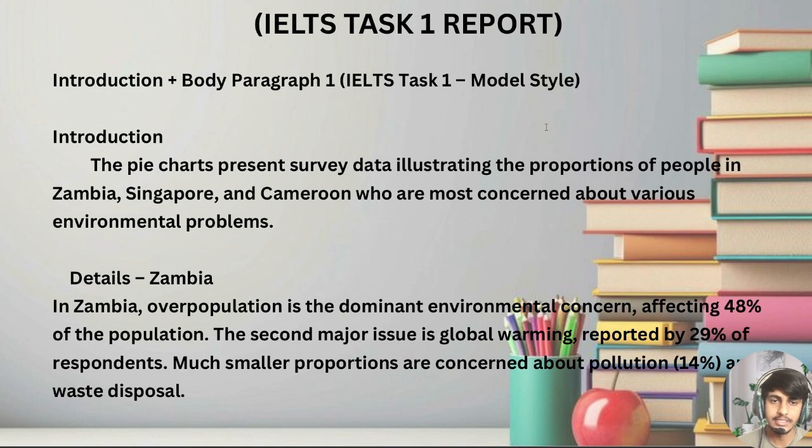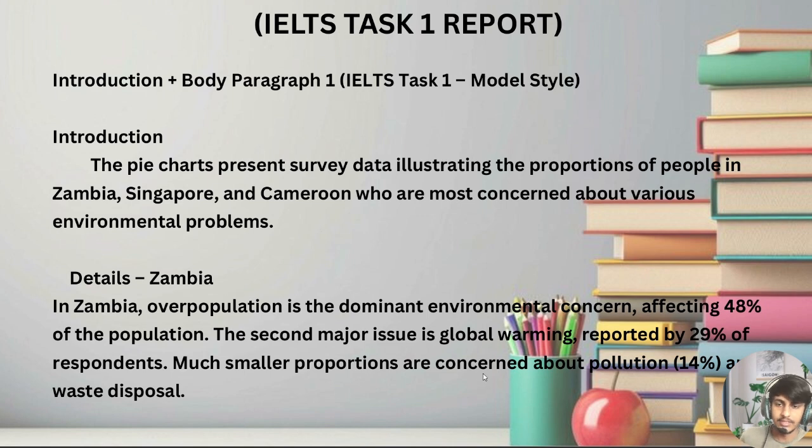Now here: in Zambia, overall population is the dominant environmental concern affecting 48% of the population. We start with the country name, in Zambia, and mention the highest figure first. We mention the higher figure first, affecting 48% of the population, and we use the word dominant, which clearly shows ranking.